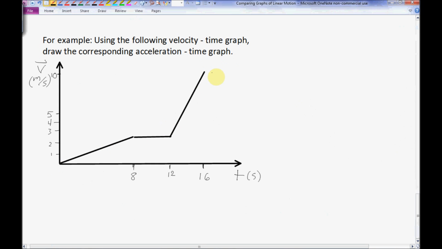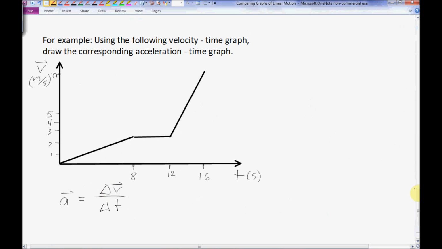see that between 0 and 8 seconds, this graph has a constant slope. Then between 8 and 12 seconds, it's got a slope of what looks to be 0. And then between 12 and 16 seconds, it's got a slope which is quite steep. We know that acceleration is equal to the change in velocity over time, which, in terms of this graph, means we're basically looking for slope values.